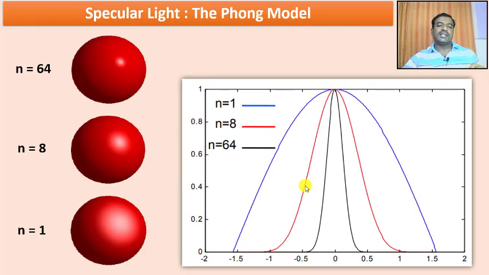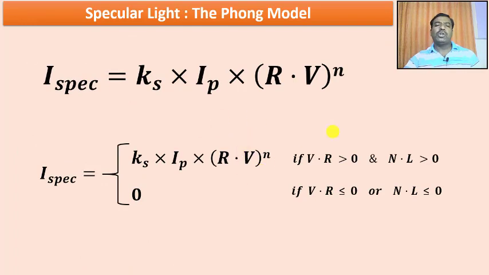And now just look at this example. This is the bright spot because of n equals 64, and even if we increase the value of n, this will get as narrow as possible. And n is 8, and so you can see the bright spot is enlarged, and n is 1, it's still enlarged. So this is how we are going to make use of the specular light. And when I'm going to have a specular light, now this specular is going to be 0 when V into R is less than 0 or N into L is less than 0. So similarly we are going to apply this form when this condition is true.